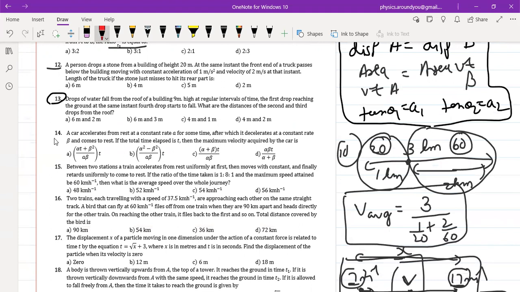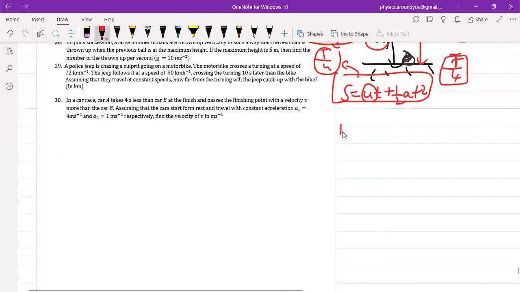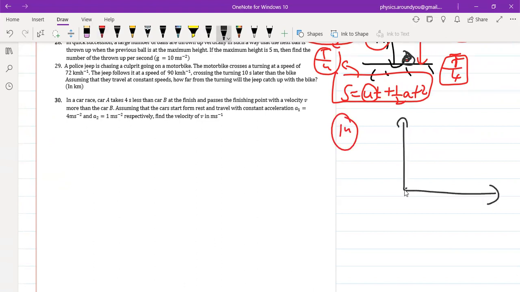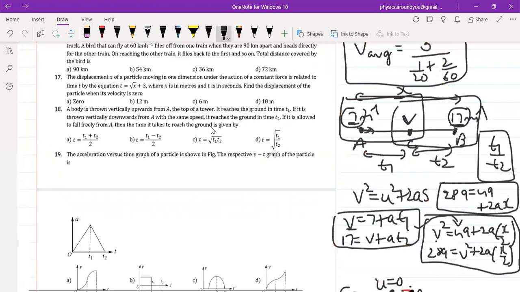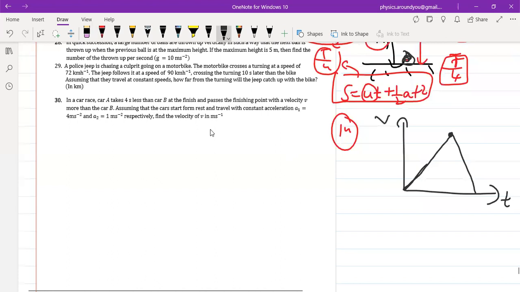Question number 14 looks simple, but it is not simple. I will highlight the graphical approach for 14th. A car accelerates from rest at a constant acceleration. So that would mean it accelerates from rest, reaches maximum velocity, decelerates. Decelerates means its speed is coming down. So I will draw a VT graph, right? And then they're asking what is the maximum speed attained by the car, and the total elapsed time is t.